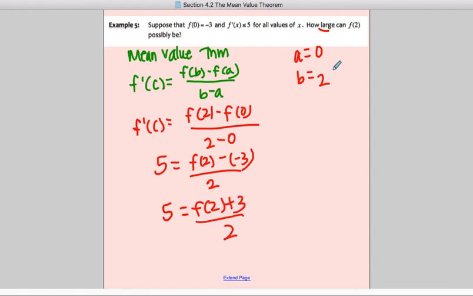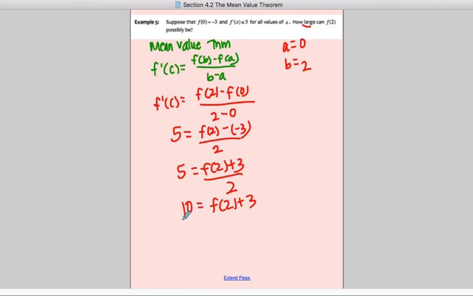And what our goal is, how large can f be? Well, we're just trying to figure out f of 2. So we have to times both sides by 2, so I have 10 equals f of 2 plus 3. And then I would subtract 3, so f of 2 equals 7. So the biggest our f of 2 could be, since we plugged in the biggest possible slope, would be 7.